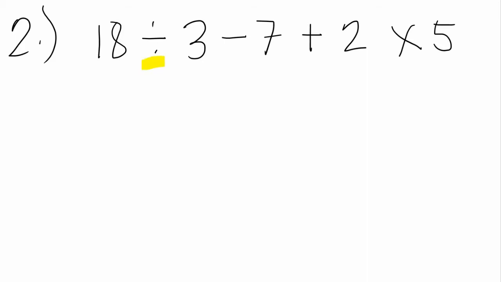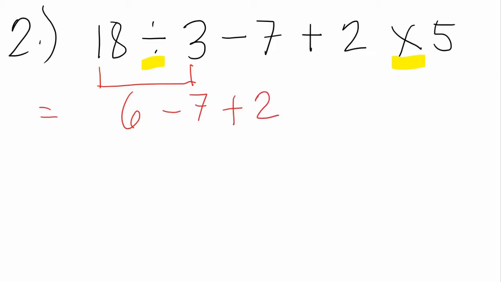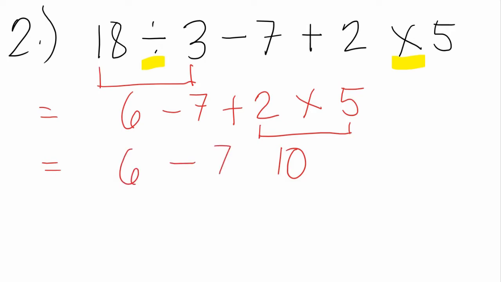Okay? So we have a division here and a multiplication here. So we start with this first term. So 18 divided by 3, we have 6. Then we copy the rest of the equation. Minus 7 plus 2 times 5. Next is we have to deal with this part kasi multiplication siya. So the answer here is 2 times 5 is 10. So copy the rest of the equation. 6 minus 7 plus 10.